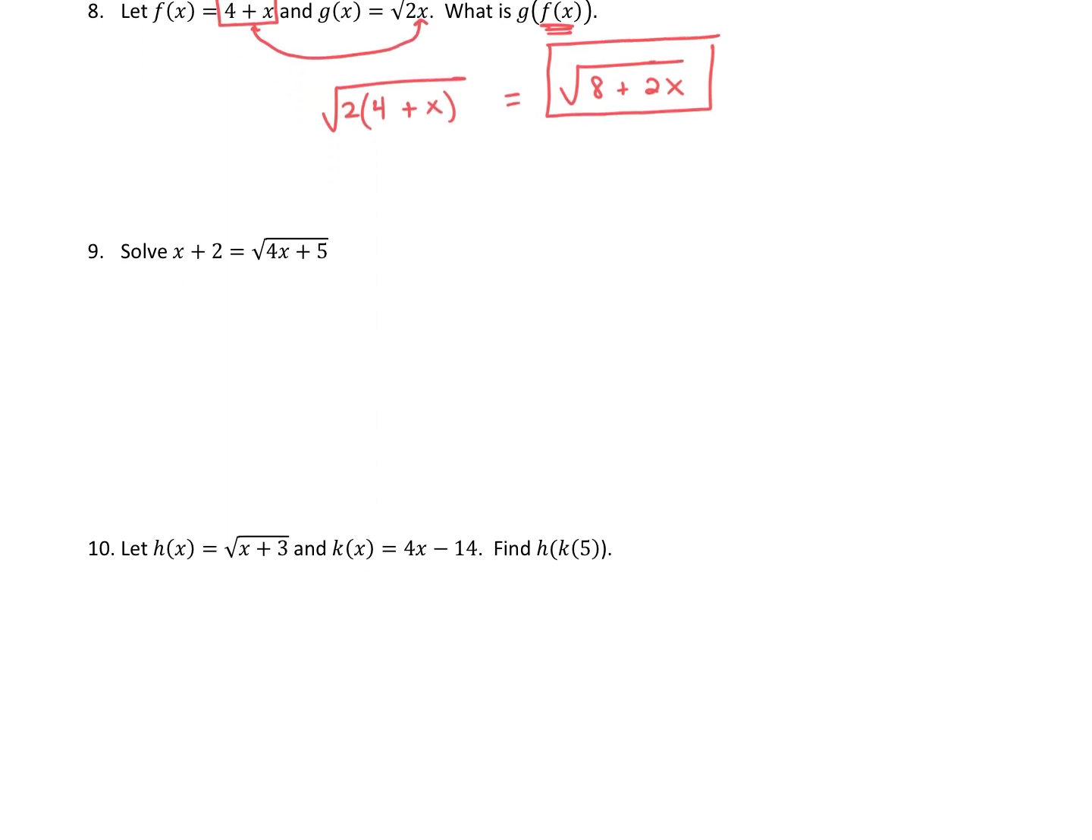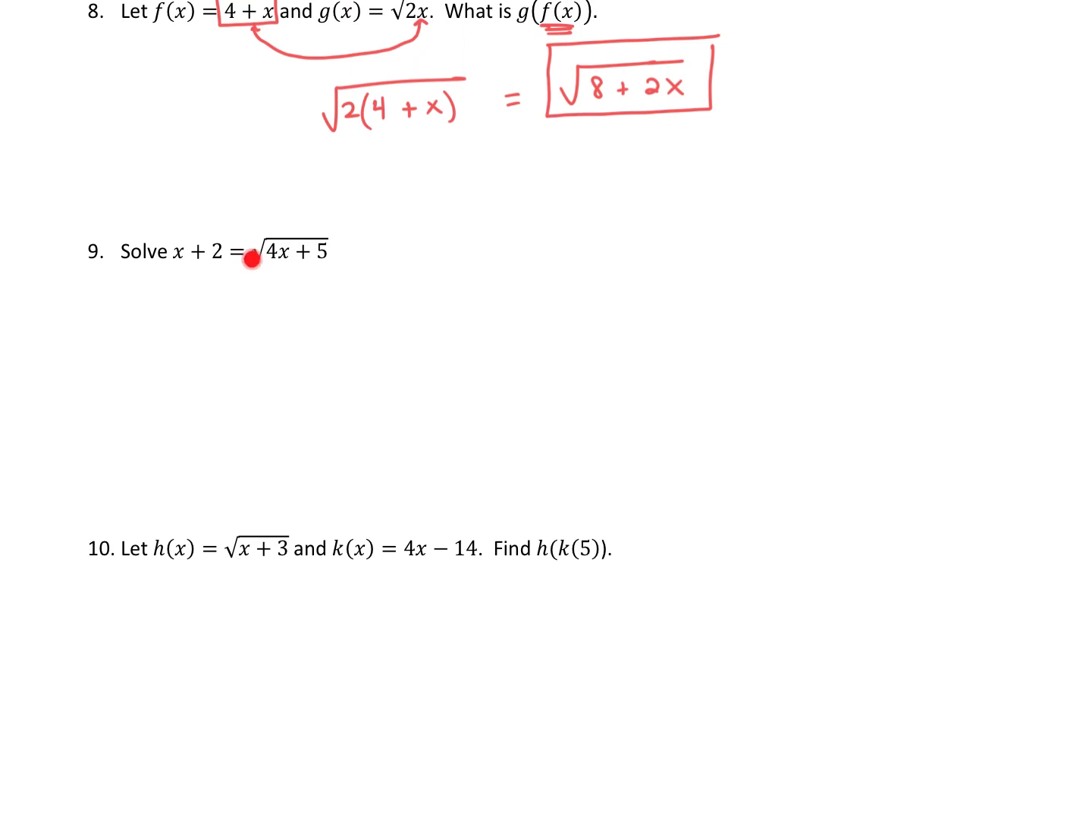All right, number 9, we're going to solve this equation. This is when we worked on radical equations. So here's our radical, we have a square root. Our first thing we're going to work on doing is undoing this radical so we can get to that x, get x's to the same side of our equation so we can solve.